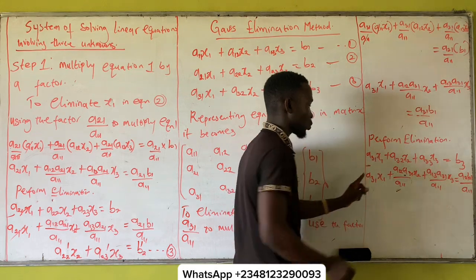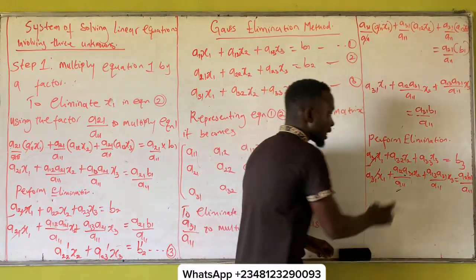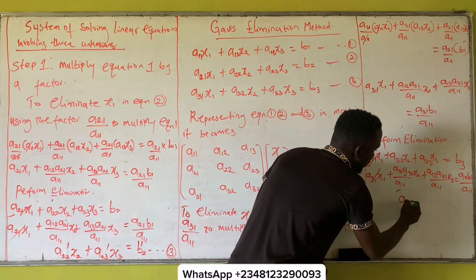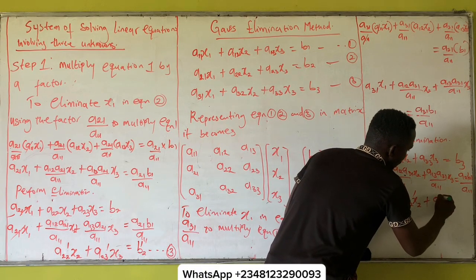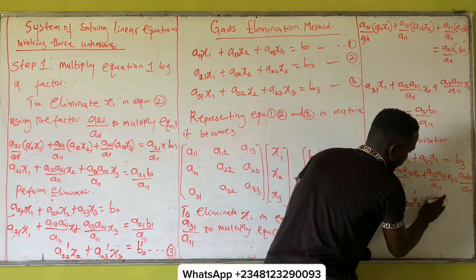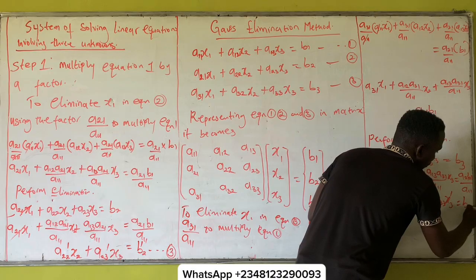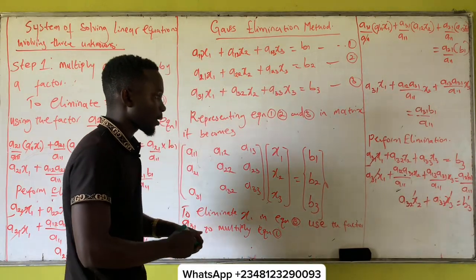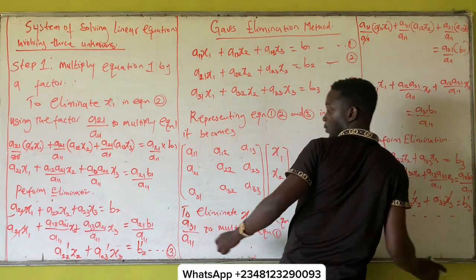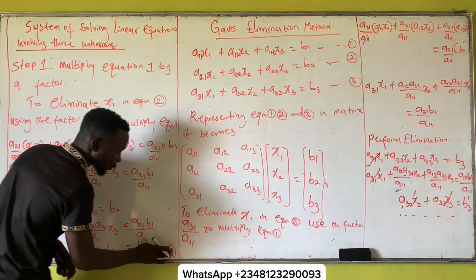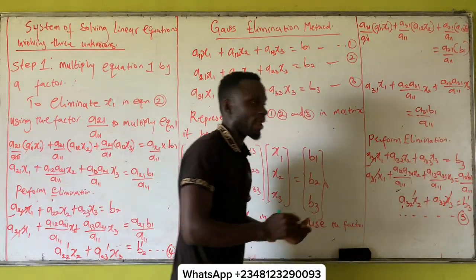If we subtract A31 x1 minus A31 x1, it will give us 0. If we subtract these two, we're going to have A32 prime x2 plus A33 prime x3, then here we are going to add the new value B3 prime. Now let's call this equation. This one should be equation 4 because we have equation 3 there. So let's call this equation 4, call this equation 5.